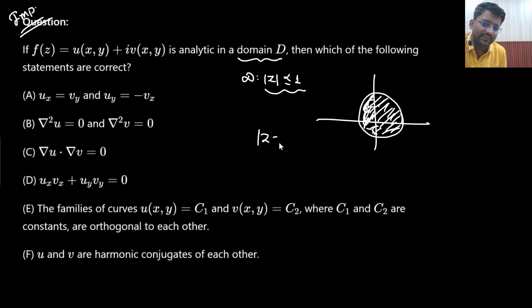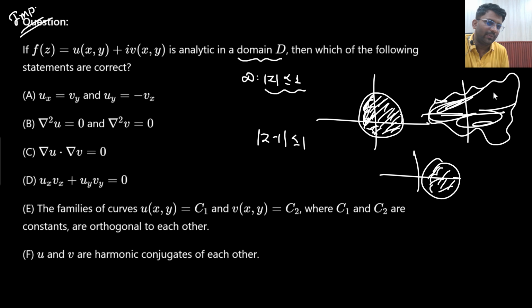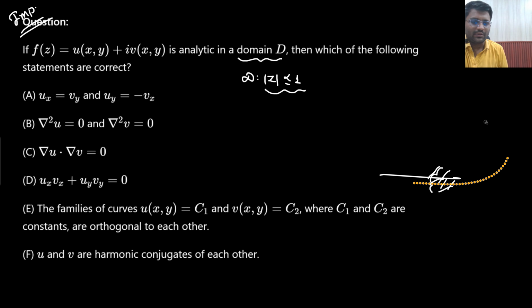If I make the circle like mod of z minus 1 less than or equal to 1, that means inside this circle at all the points the function will be analytic. If I make the domain somewhat looking like this, then inside this particular structure, whatever points are available, everywhere the function will be analytic. This is the meaning of analytic in domain D. Whatever domain I have decided, in that domain the function will be analytic. Understandable? So just the language, nothing else.